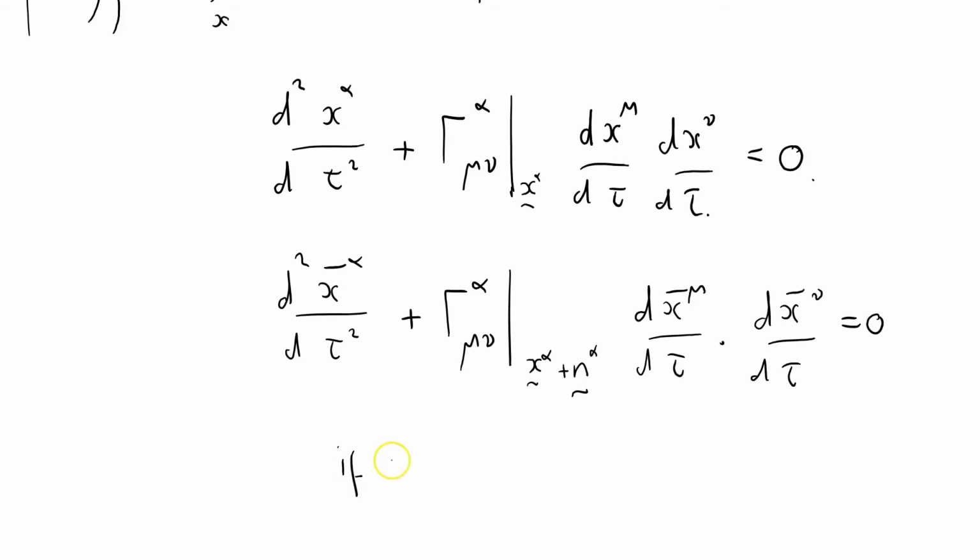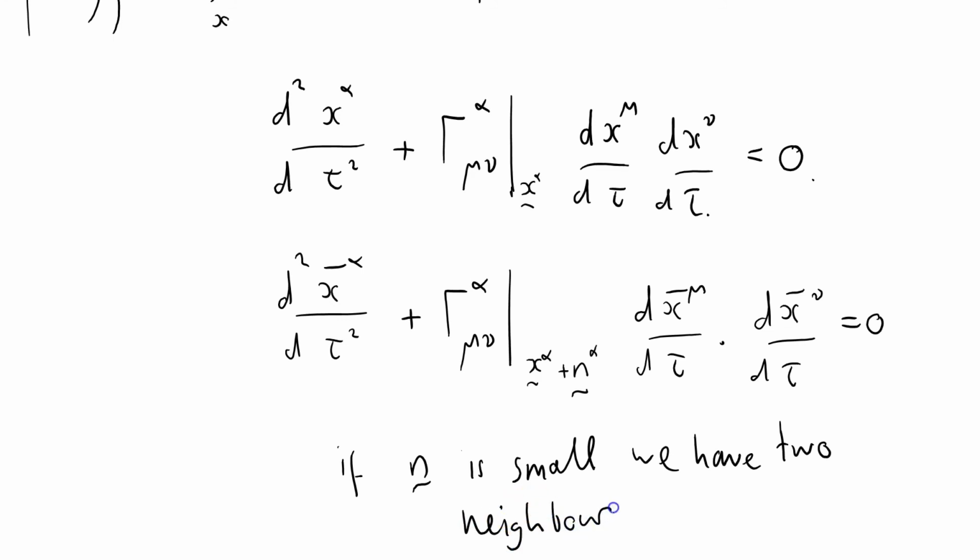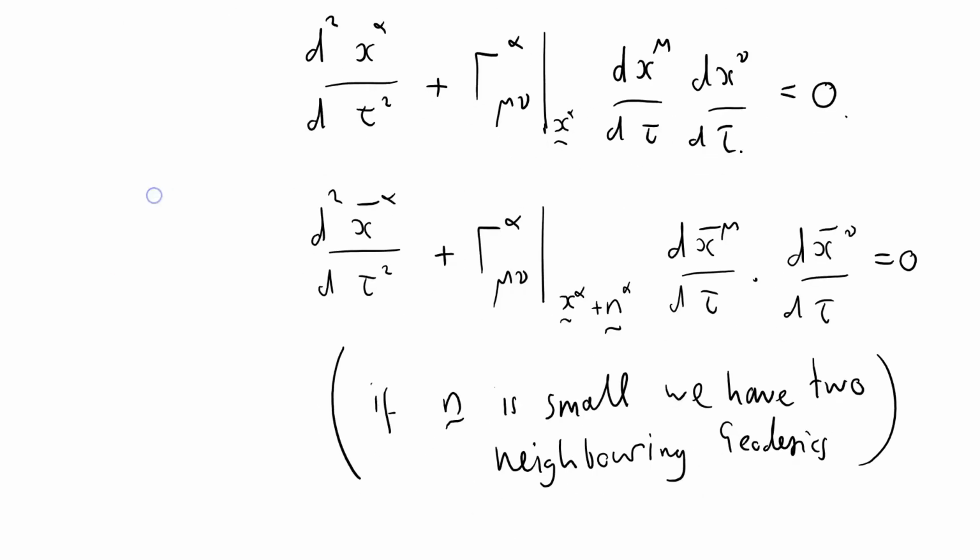So if n is small, we have two closely neighbouring geodesics. There they are. And of course, if n is small, that means I can use calculus, and I shall do that on the next screencast. Stop there.